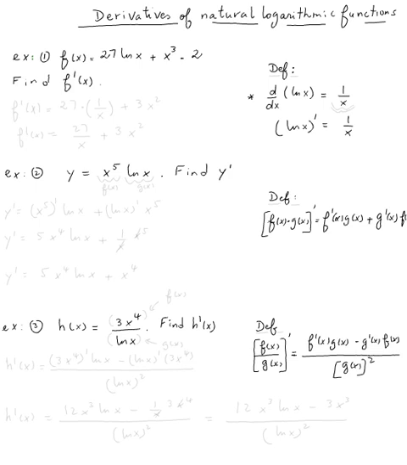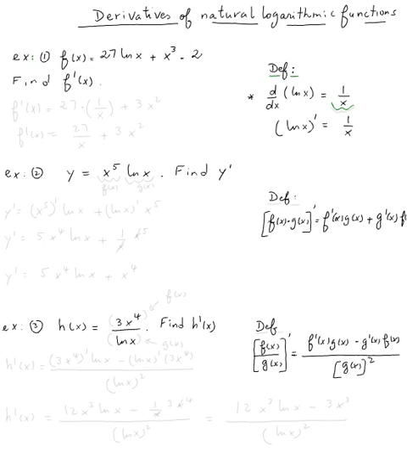Okay, the topic here is derivatives of natural logarithmic functions. So first, what's the definition? The derivative of ln x is equal to 1 over x. (ln x)' is just a different notation, and it's just 1 over x. So let's do example 1.